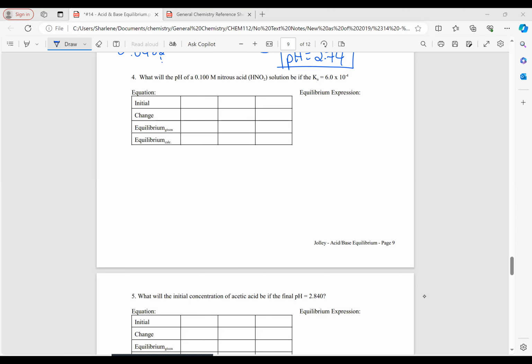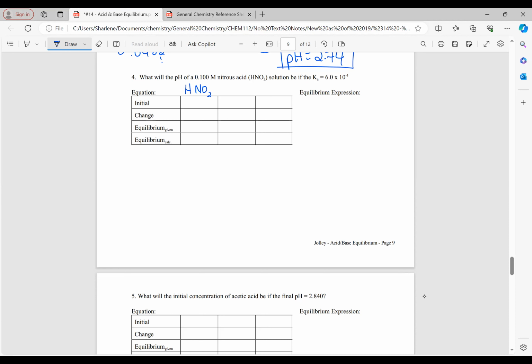All right. What will the pH of a 0.1 molar nitrous acid solution be if the Ka is 6.0 times 10 to the minus fourth? Basically, it's the same question as before. It's just phrased a little bit differently. All right, nitrous acid in this case.